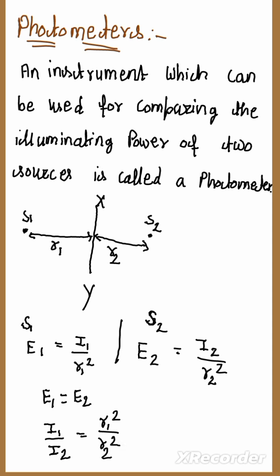सो ये रेशियो बताता है हमें illuminating power of two sources is equal to ratio of square of their respective distance from screen, where they produce same brightness. इसी प्रिंसिपल को हम फोटोमीटर बोलते हैं. This principle is known as a photometer.